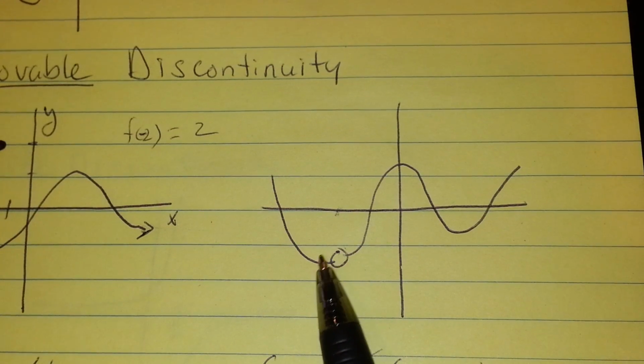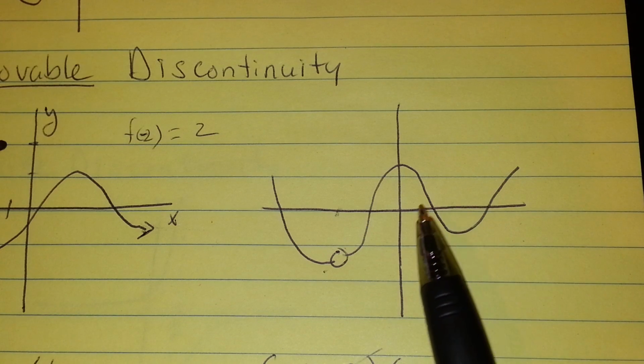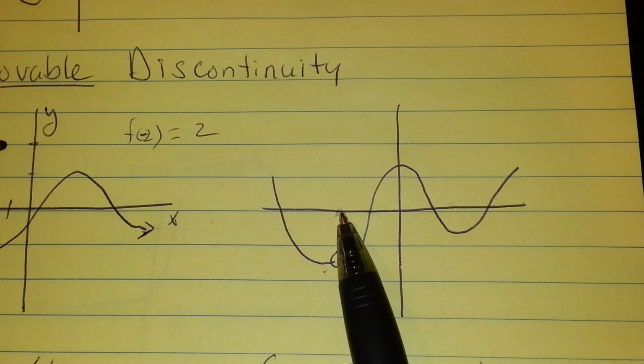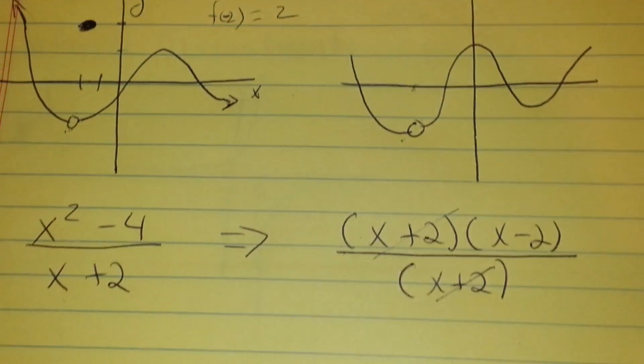Here's another one where it's just a hole here. It could be filled with a plug, but here my domain isn't all real numbers. It's everything but maybe this point. Let's say it's -2. Okay, so that's a removable discontinuity.